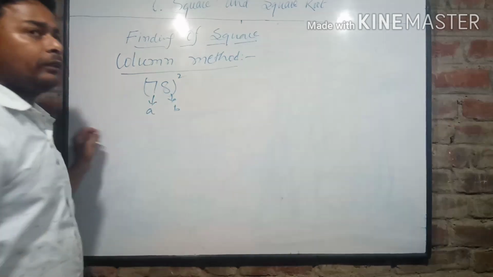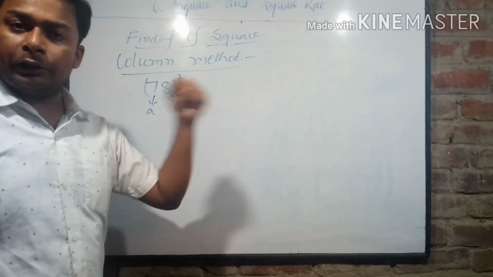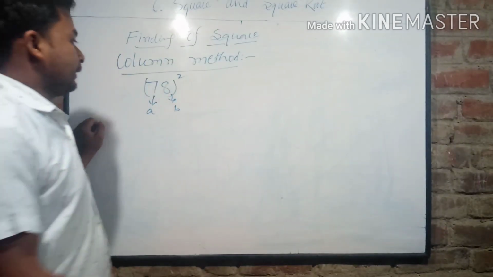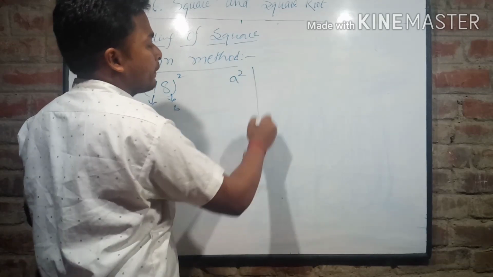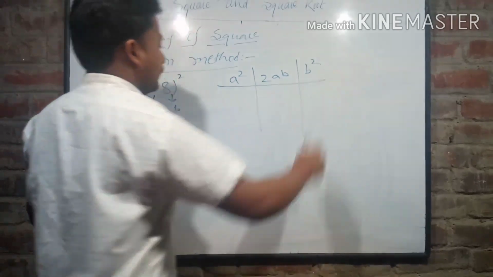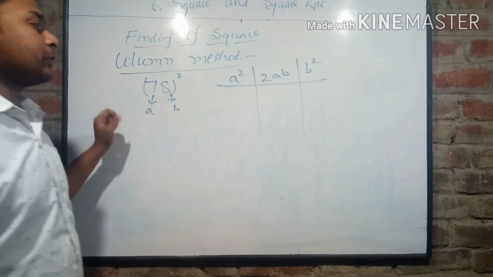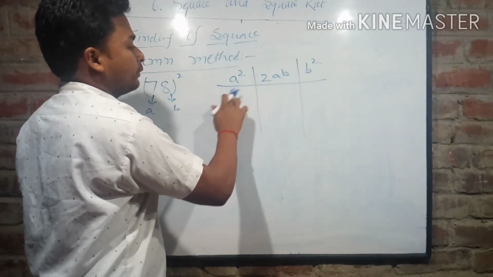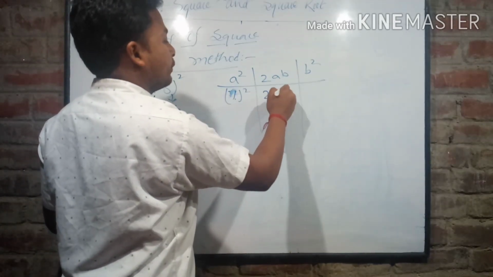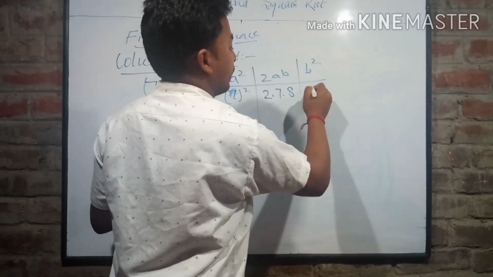My dear, you have learned one algebraic identity in your previous class, that (A plus B) whole square is equal to A square plus 2AB plus B square. We will apply that one. That is A square, 2AB and B square. Now we have to write the values using this: 7 square, 2AB, which means 2 into 7 into 8, and finally 8 square.